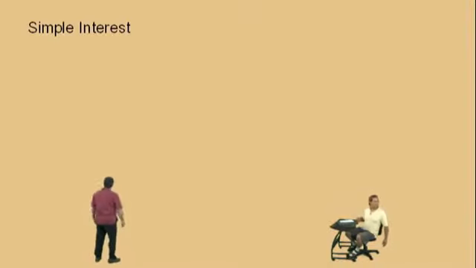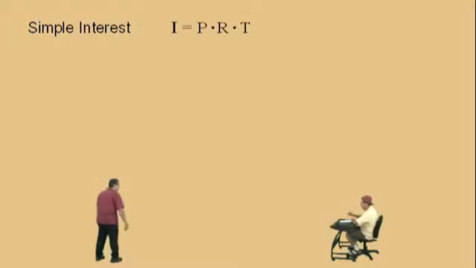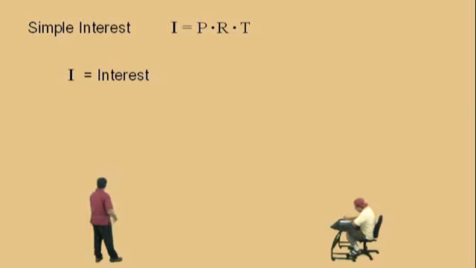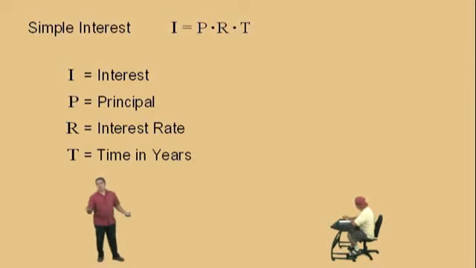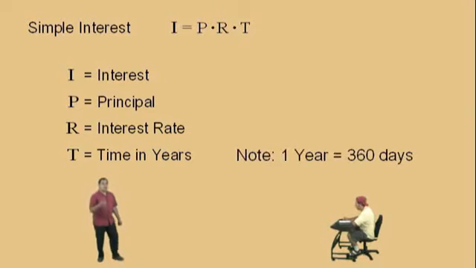Simple interest. Now, some people call this formula PERT. That's because I equals PRT, where I is the interest, P is the principal, R is the interest rate, and T is the time in years. Now, in some cases, we take out a loan for 90 days, in which case we have to convert days to years, and that conversion that's used with the simple interest formula is that 1 year is 360 days. That's because the average of all of our 12 months is 30 days, and 30 times 12 is the 360.